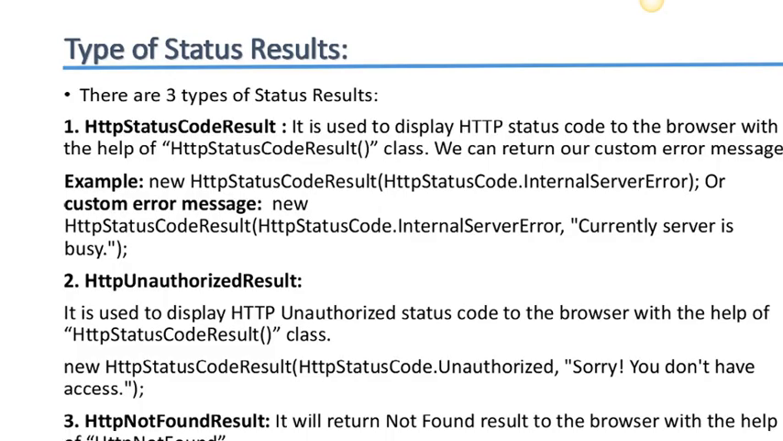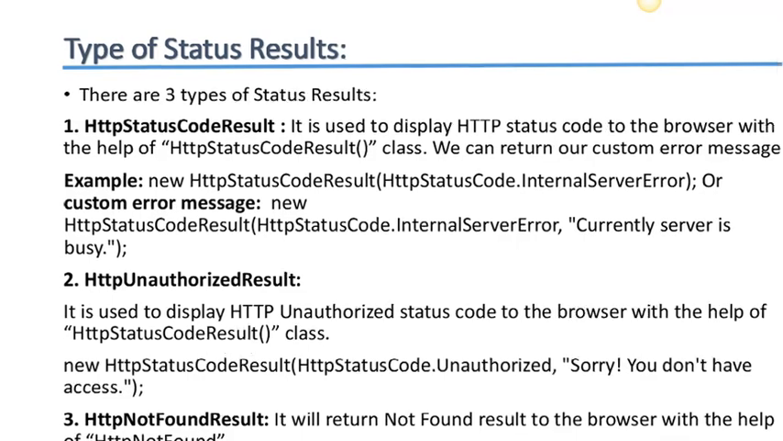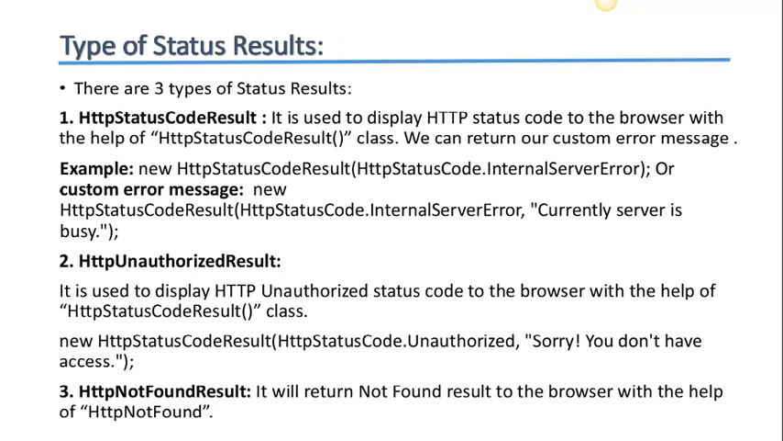So these are all the three types that we have understood programmatically. First one is the HttpStatusCodeResult, HttpUnauthorizedResult, and HttpNotFoundResult.